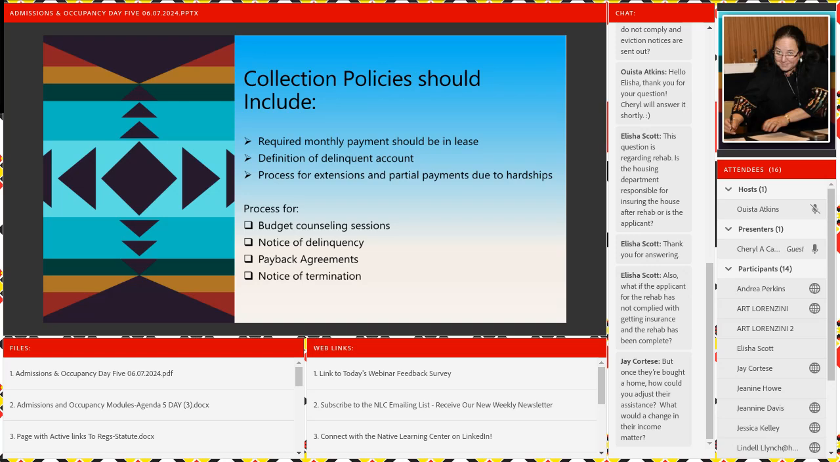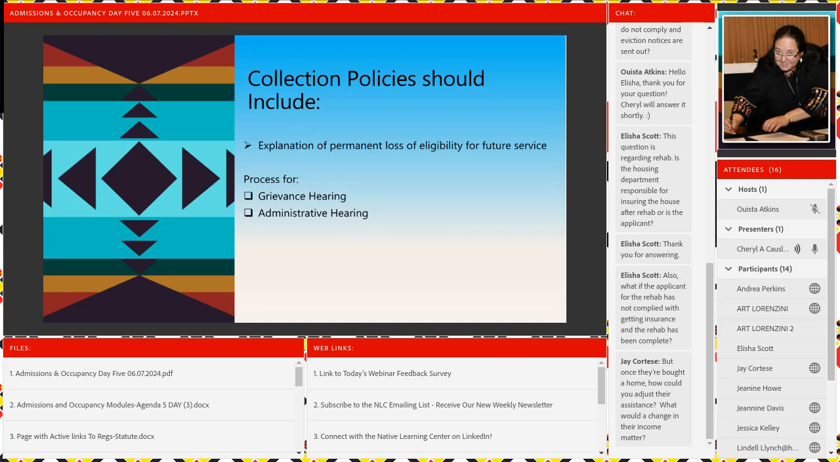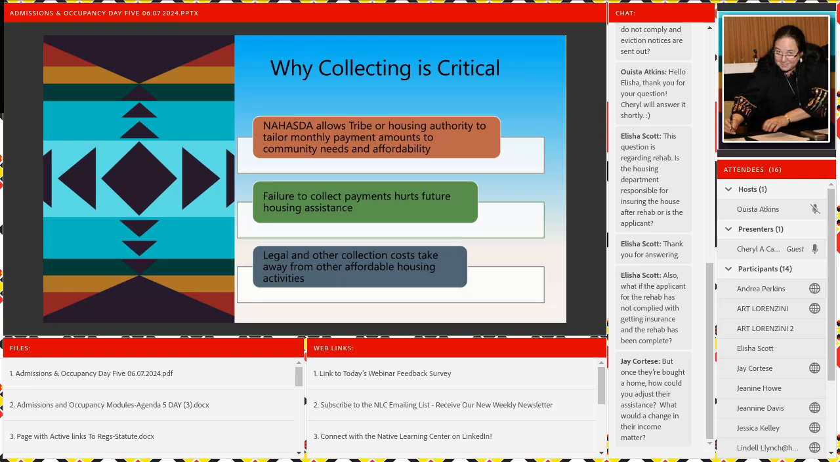We didn't charge very much, but we had a $15 late fee. Why? Because, hey, sometimes that would give them the incentive to get in there on time. The explanation of a permanent loss of eligibility for future services. The processes for a grievance or an administrative hearing. That collecting, it's critical. NAHASDA allows tribes or housing entities to tailor monthly amounts to community needs for affordability. They should be affordable to begin with.